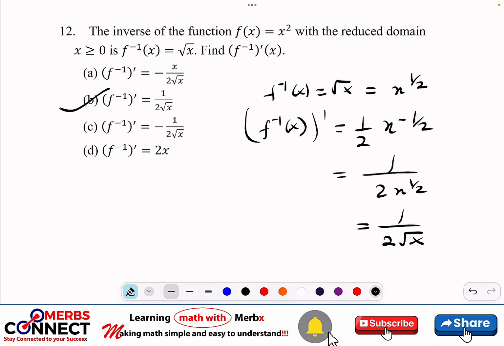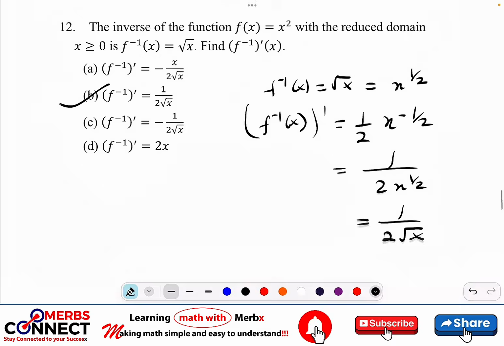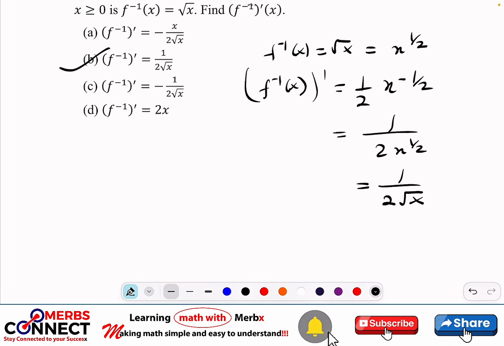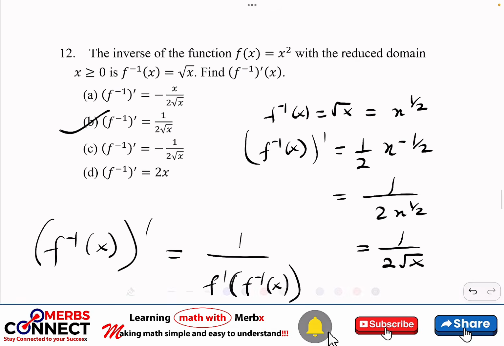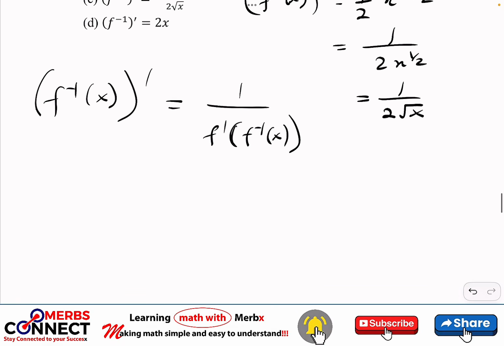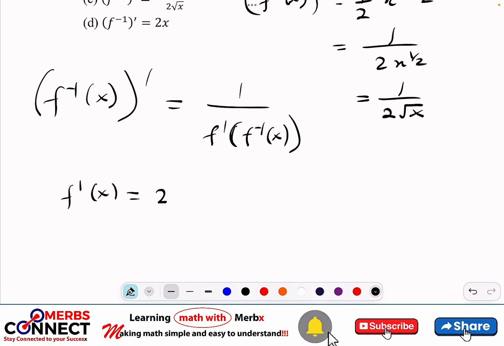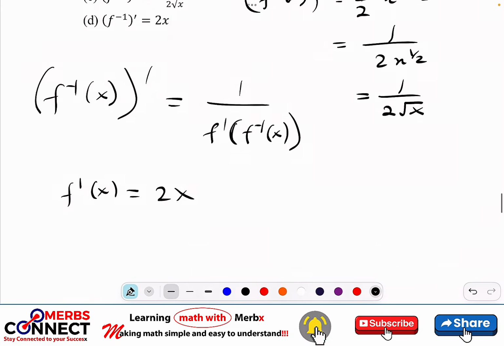Now, another way we can do this is we can recall the formula for f inverse prime using the inverse function theorem. f inverse of x prime is the same as 1 divided by f prime of f inverse of x. So now, since we have f of x here, we can find f prime. So what is f prime of x? Okay, that's going to be 2x because it's x squared there.